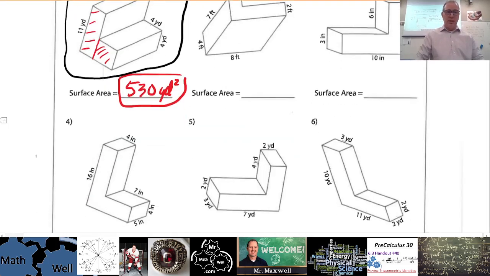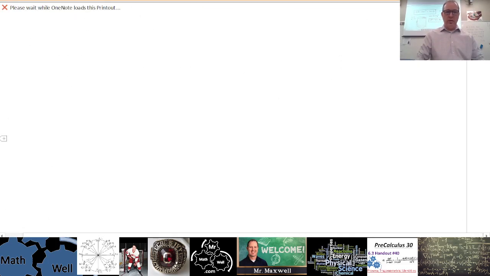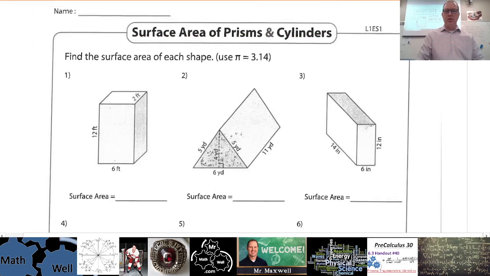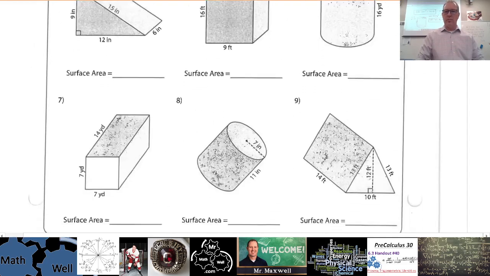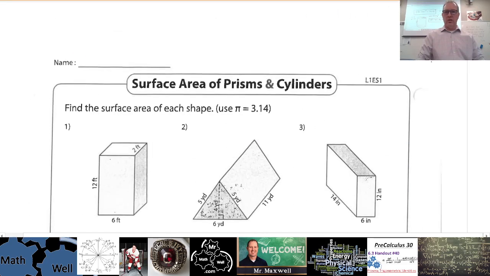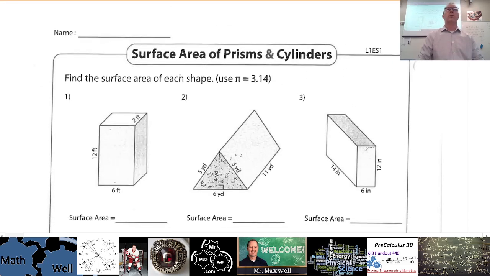I'm gonna skip over to another page here. Now I think you guys have a page that has cylinders on it, don't you? You have a worksheet. Do you have this one? Surface area of prisms and cylinders. Is that in the one with the nets here? Okay. So you should have this handout here with the net diagrams on the front, and the second page, I think, is this one right here. Yeah, that's the second page there.